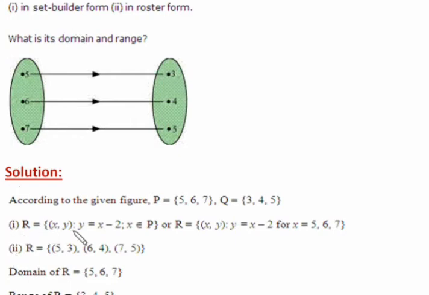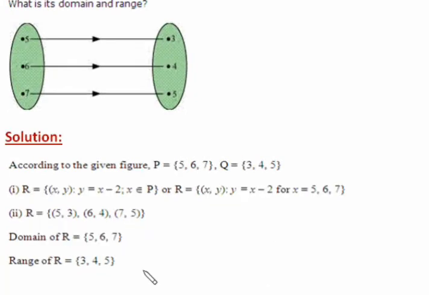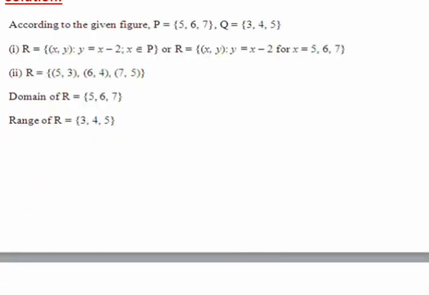R is equal to {(x, y): y is equal to x minus 2, where x belongs to P and y belongs to Q}. Or we say that R is equal to {(x, y): y is equal to x minus 2 for x is equal to 5, 6, 7}. Its pairs come like that: (5, 3), (6, 4), (7, 5). What is its domain? 5, 6, 7 is its domain. And what is its range? 3, 4, 5 is its range. Like that we solve all these things.